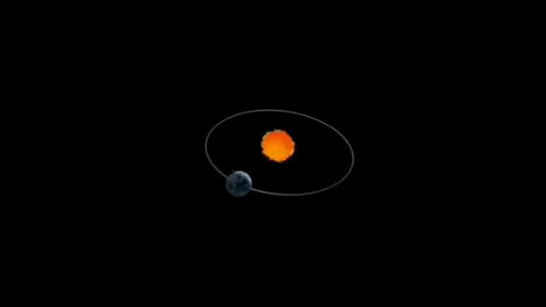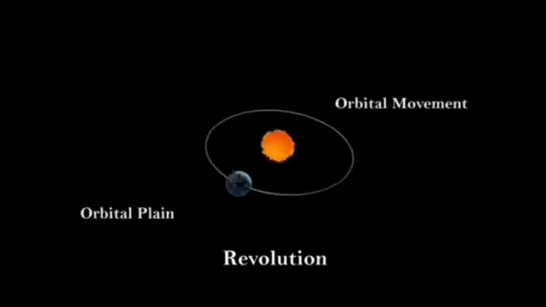The second motion is revolution. The motion of the Earth around the sun in its orbit is called revolution. It is the revolving movement of the Earth around the sun in a fixed orbit. That's why it is also called the orbital movement of the Earth. The plane formed by the orbit is called the orbital plane. It takes 365 and 1/4 days to revolve around the sun.